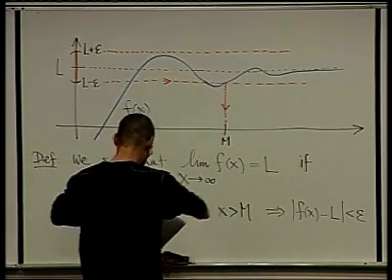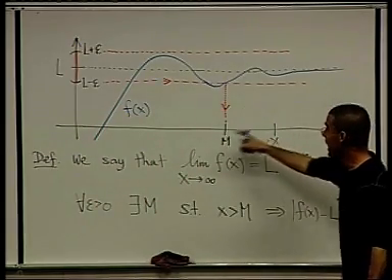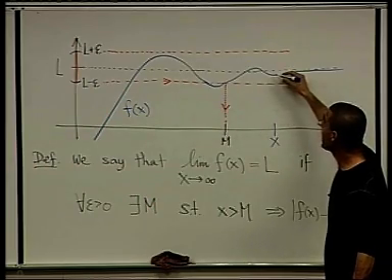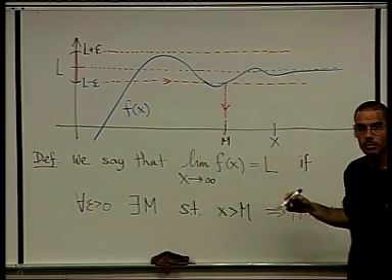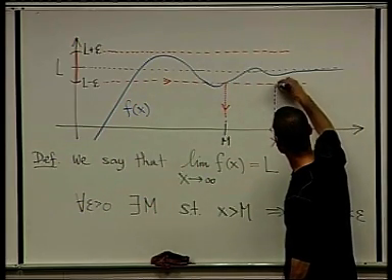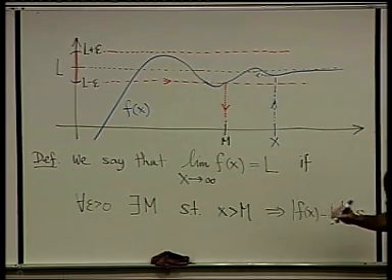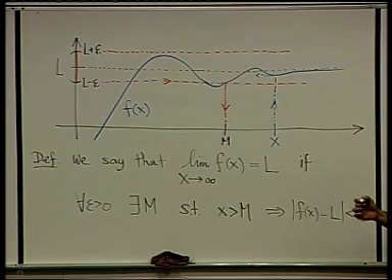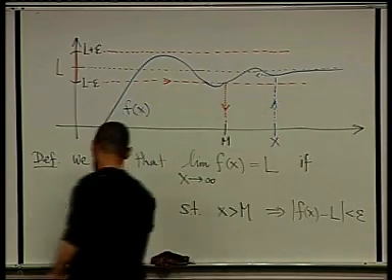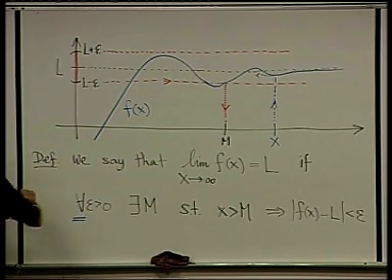And any x greater than M is going to satisfy that f(x) is in that orange neighborhood. Do you see that? What's the key word? Any. Very good. This is the key. This is the dynamics.